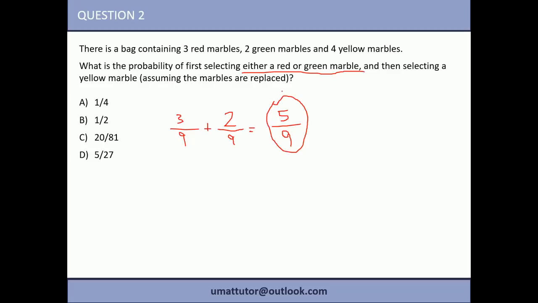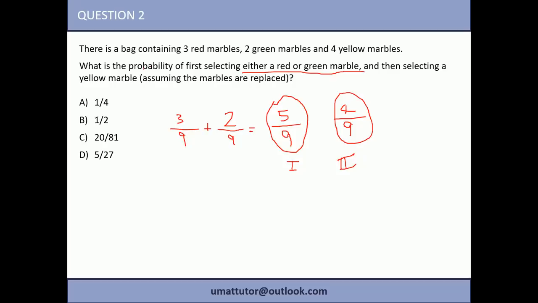So this is the first event here, 5 on 9, as we went through before. Now the second event will be picking the yellow out of the bag. So there are 4 yellow, and given the marble is being replaced, that's out of, again, a total of 9. So 5 on 9 and then 4 on 9. And we're being asked, what's the probability of both of these occurring?